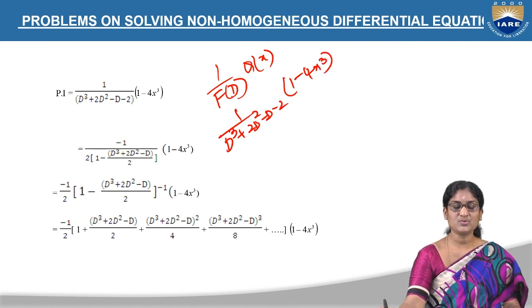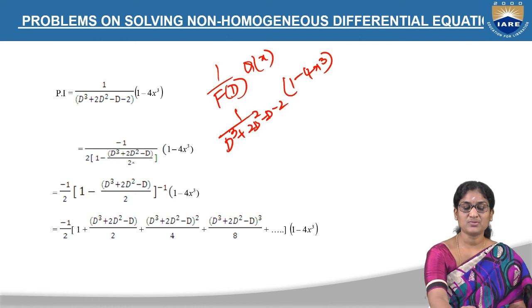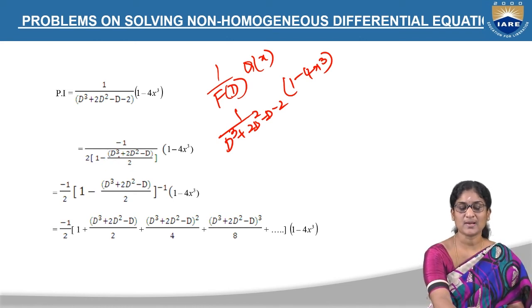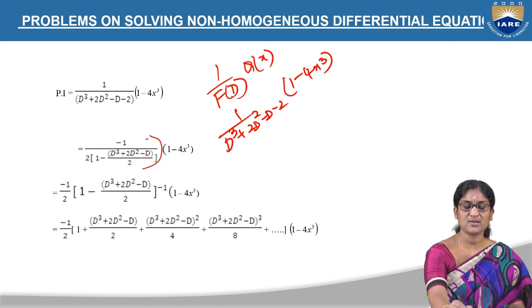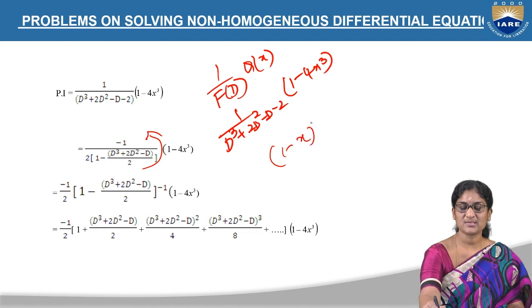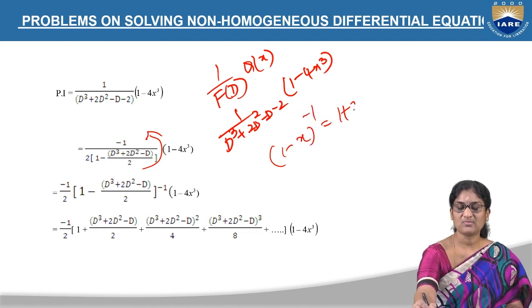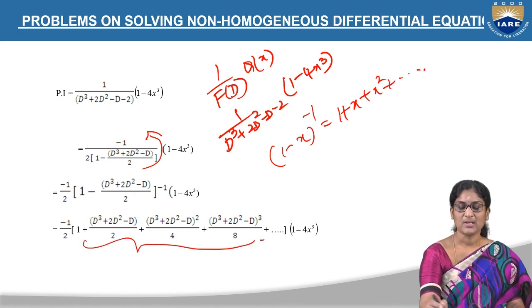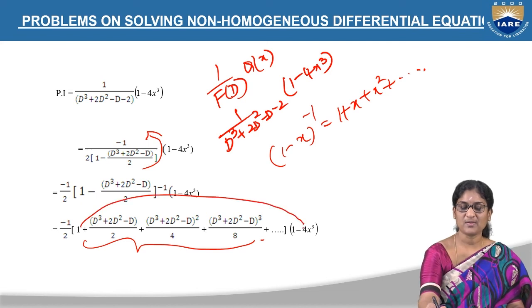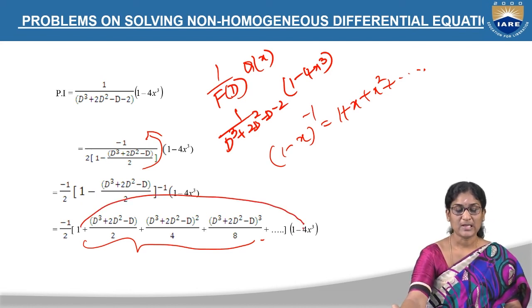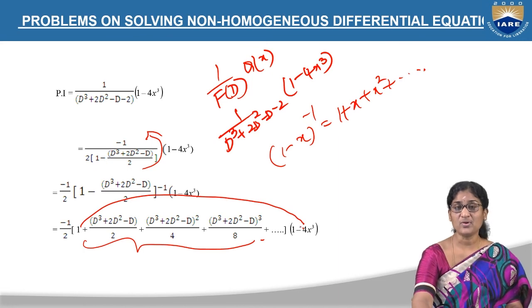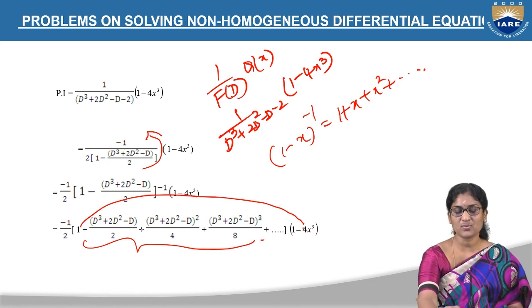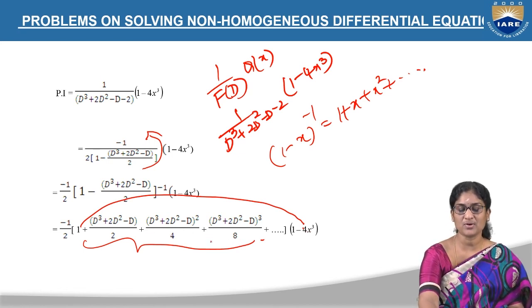Now I'll try to expand this binomially by taking 2 as common. So it is minus 1 by 2 into [1 minus (D cube plus 2D square minus D) by 2] to the power of minus 1, multiplied by (1 minus 4x cube). Use the formula (1 minus x) to the power of minus 1, which is equal to 1 plus x plus x square and so on up to infinity. This upon expansion has to be multiplied with 1 minus 4x cube, and wherever D is there, you have to differentiate. Since 1 minus 4x cube has a limited number of derivatives, we are going to get only limited terms.